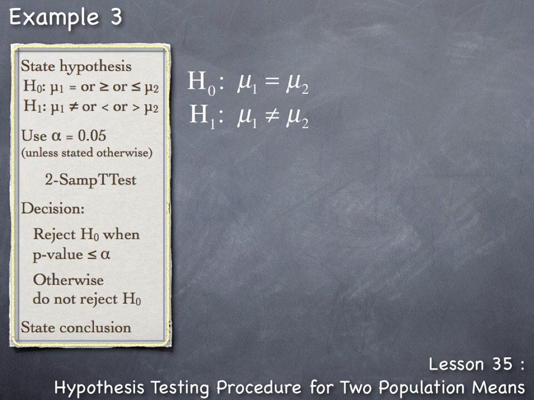After the hypotheses have been set up, we then identify alpha, the level of significance. Here we're going to use the customary alpha of 0.05. Next, 2-SampTTest. That's the command on the TI-84 calculator that will calculate the p-value that we need to reach our decision. But to calculate the p-value, we need our sample results.